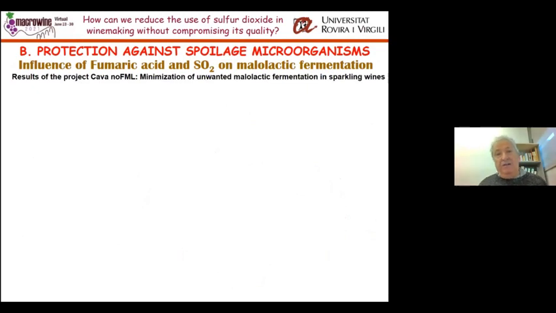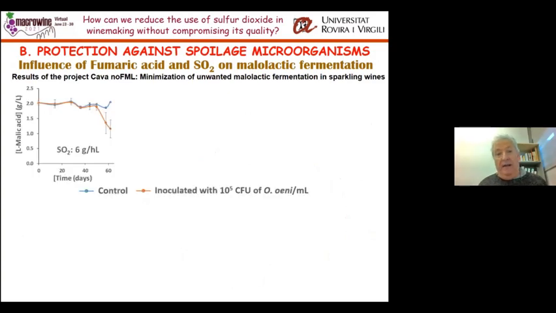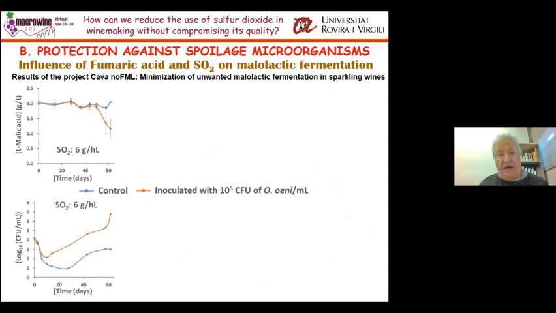Well, these are results that were obtained by our research group in base wines for the elaboration of sparkling wines, cava. This is what happened when we added 6 grams per hectoliter of sulfites, that is a high dose. You can see what happens with malic acid and what happens with the population of lactic acid bacteria.